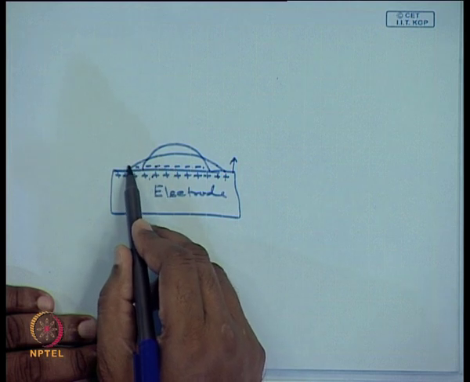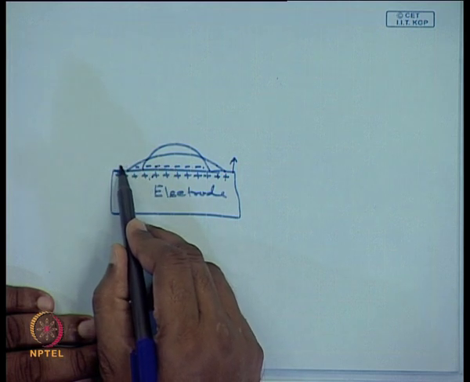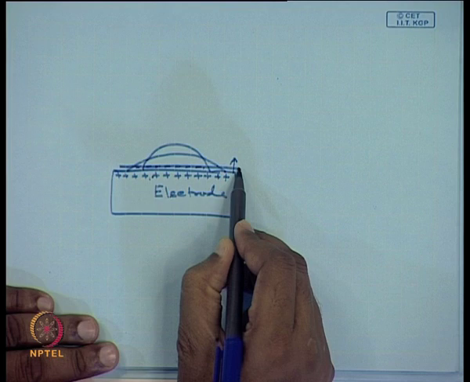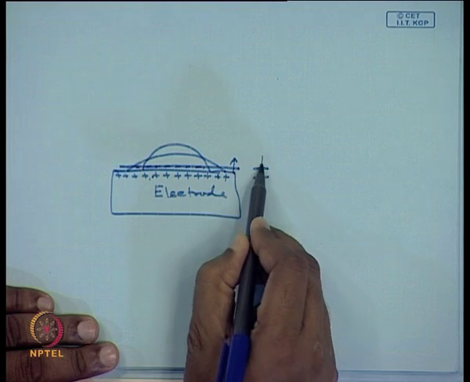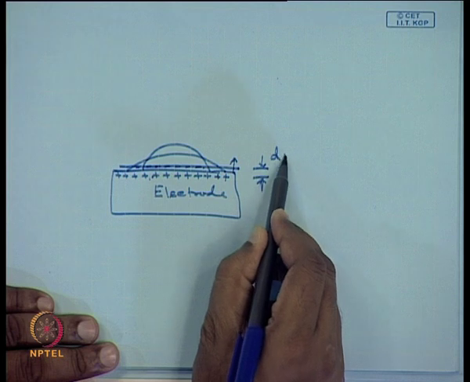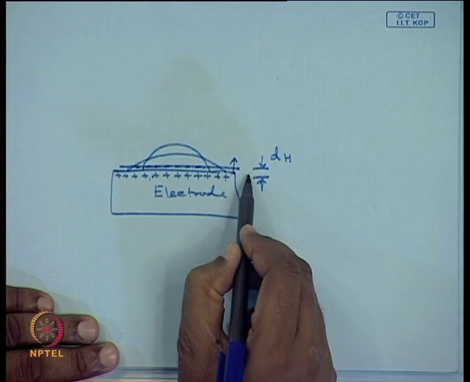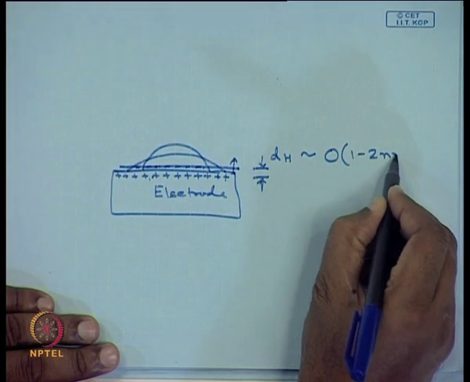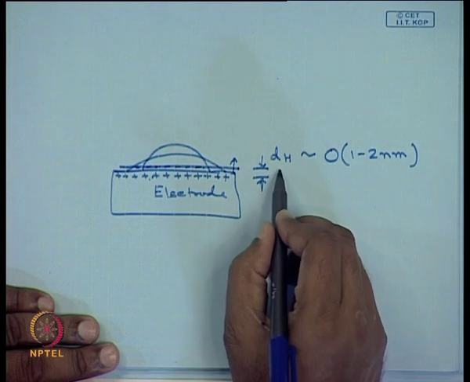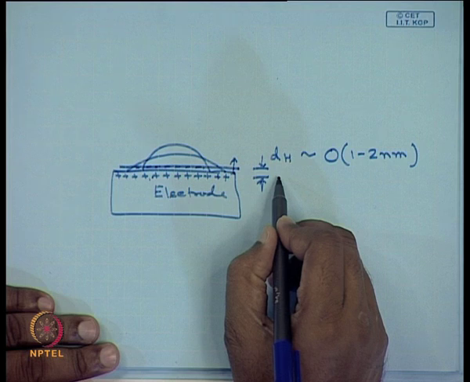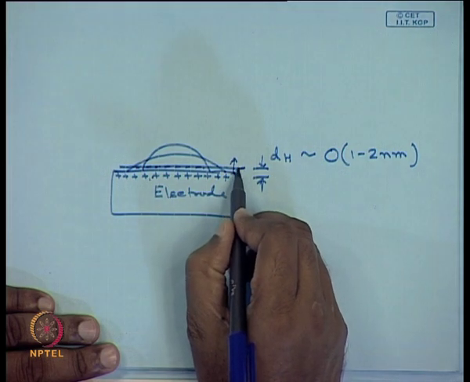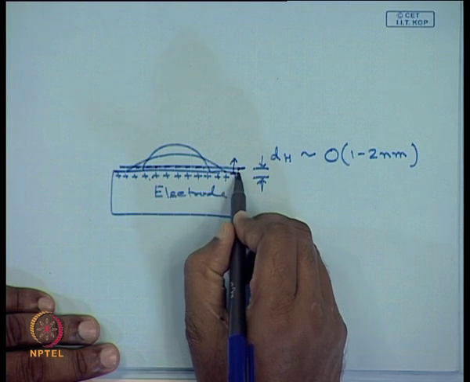So, the Helmholtz model has been assumed, it has been assumed that all the charges are going to be concentrated in a plane at a certain distance, equal to dH, the thickness of the double layer, at some distance from the interface. So, this dH is generally of the order of 1 to 2 nanometers. So, this is only a model and it tries to depict a much more complex picture of the entire process by assuming that everything is at a certain distance from the interface.